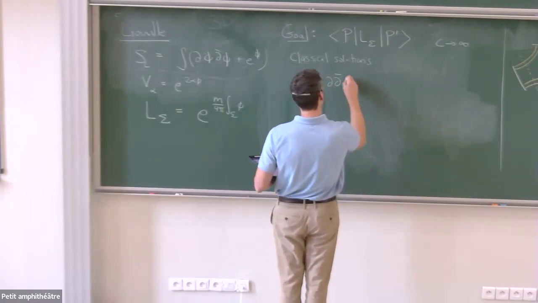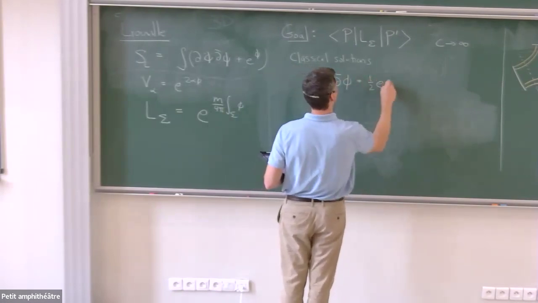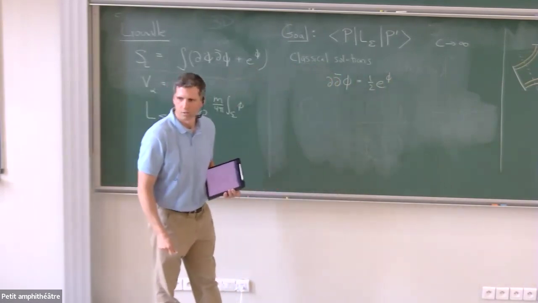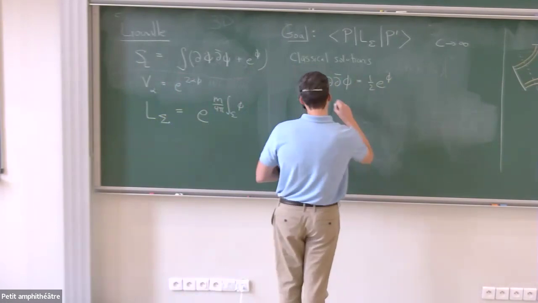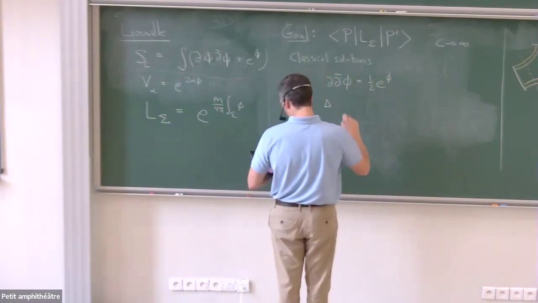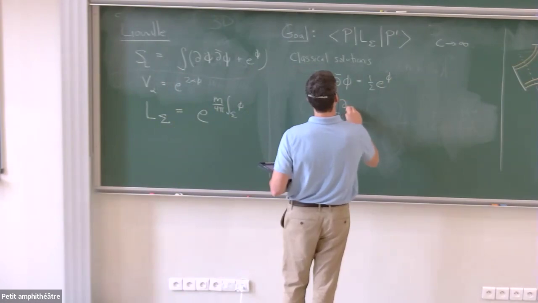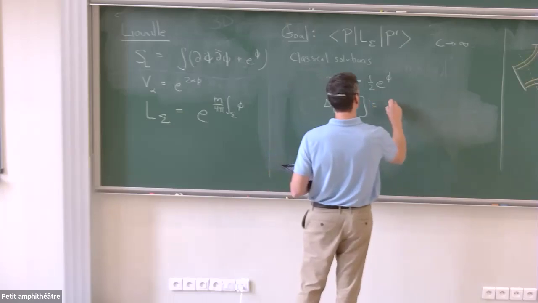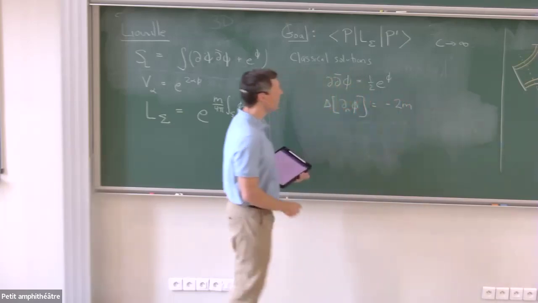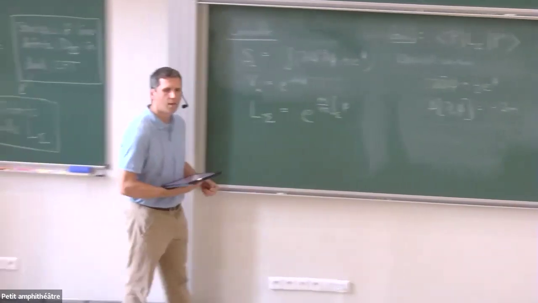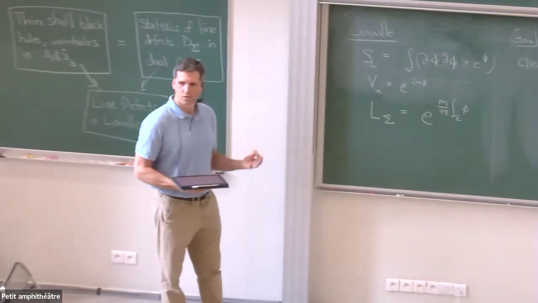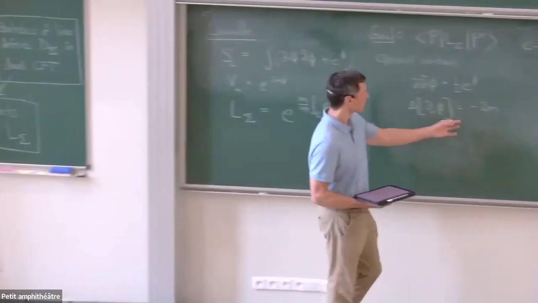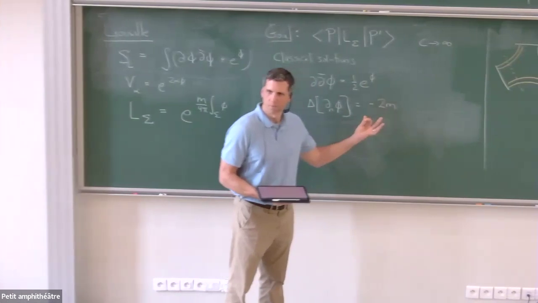The classical equation of motion is d d-bar phi equals a half e to the phi. That's your standard Liouville equation, which describes hyperbolic two-manifolds, together with a junction condition at each defect, which you can write like this. So when you insert the line defect and vary the action to derive the equation of motion, it tells you that there's a jump in the normal derivative of the Liouville field that's controlled by this mass parameter m of the defect.